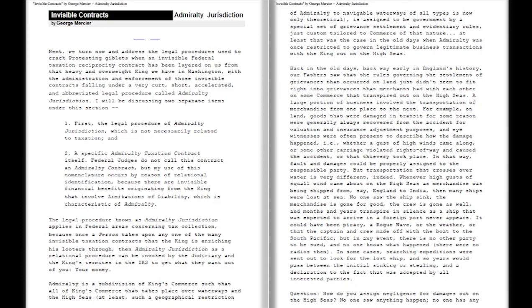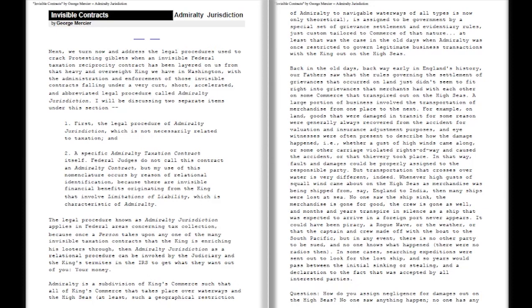Back in the old days, back way early in England's history, our fathers saw that the rules governing the settlement of grievances that occurred on land just didn't seem to fit right into grievances that merchants had with each other on some commerce that transpired out on the high seas. A large portion of business involved the transportation of merchandise from one place to the next.